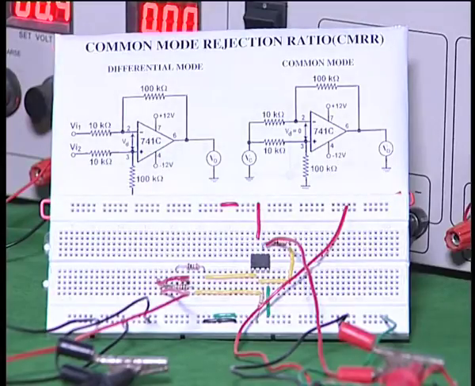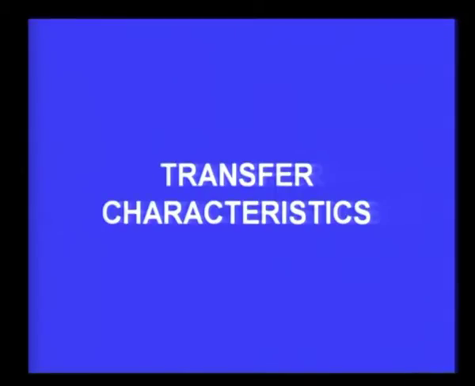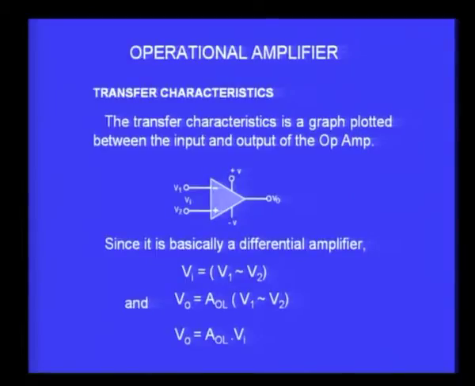Okay. So we saw how we can measure the CMRR in the laboratory, and now we will move on to the next characteristic, which is the transfer characteristic of an operational amplifier. This is also a very important characteristic, and what we mean by that is, if I have an input and an output, what will be the graph between the input and the output. So the transfer characteristic is a graph plotted between the input and the output of the op amp.